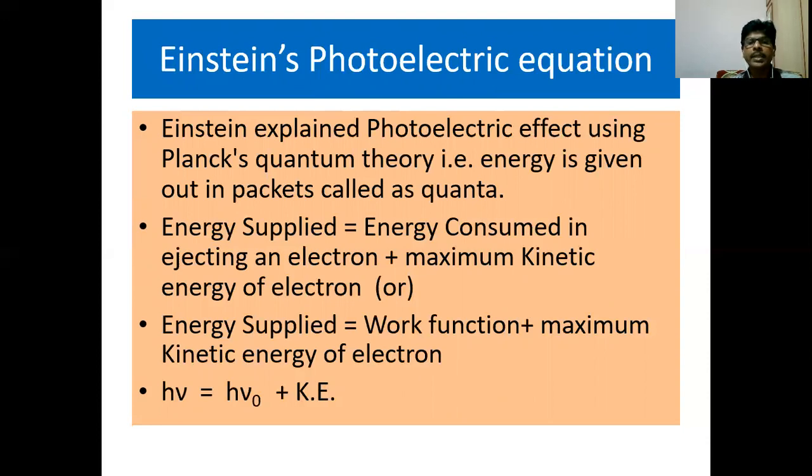Suppose we increase the energy supplied to some 10. Work function will remain the same. It will be 2 units. Then what will be the kinetic energy? The kinetic energy in this example would be 8 units. That is how we understand photoelectric effect through Einstein's equation. Here h nu is the energy supplied, h nu naught is the work function, and as we know, the remaining part is given as kinetic energy.